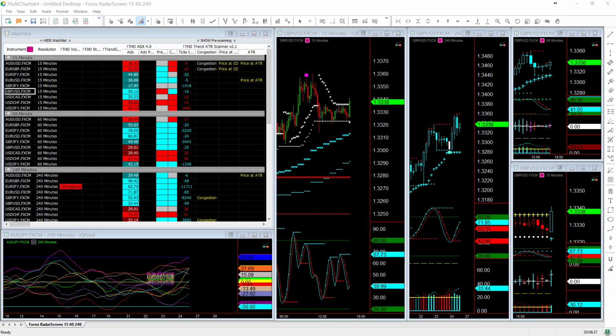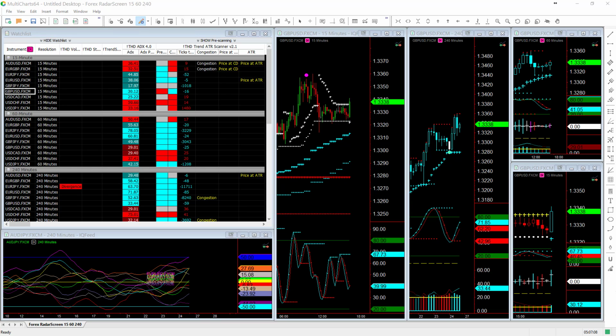You could also see hidden divergence over on this time frame with the multiple ATR support and resistance, because you're making higher lows, but you're making lower lows on the stochastics. Again, an excellent example of hidden divergence right at an area of support and resistance.